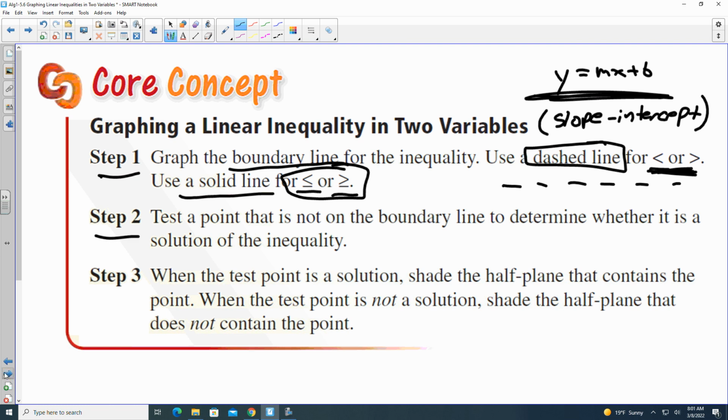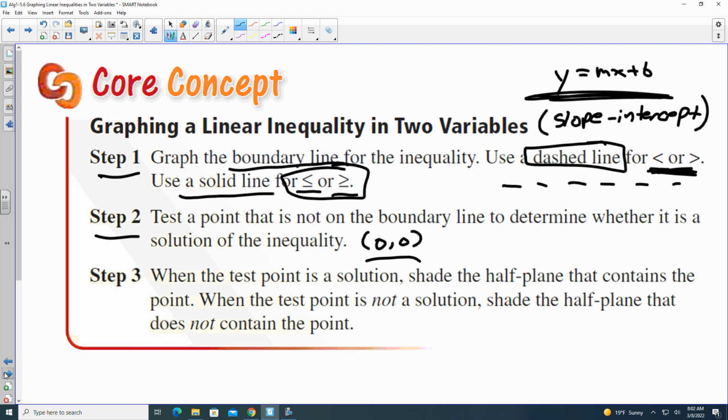Step 2 says you are going to create a test point that is not on the boundary line to determine whether it is a solution of the inequality. The easiest one to pick for a test point is (0, 0). As long as (0, 0) is not on the boundary line, you can use (0, 0) for the test point. This is just like what we did in the first 2 examples. We're going to see if the statement is true, or we're going to see if the statement is false.